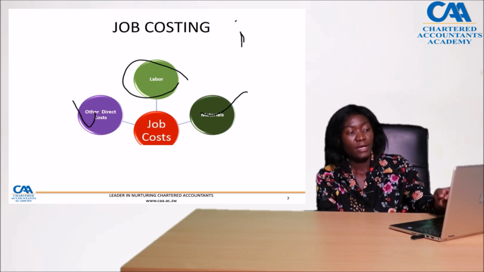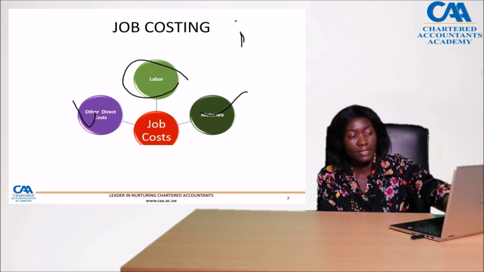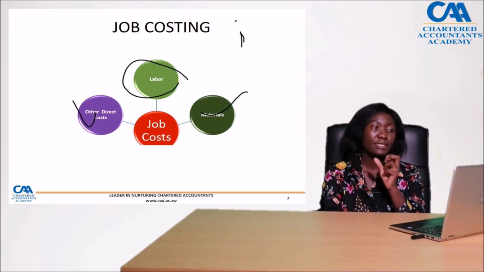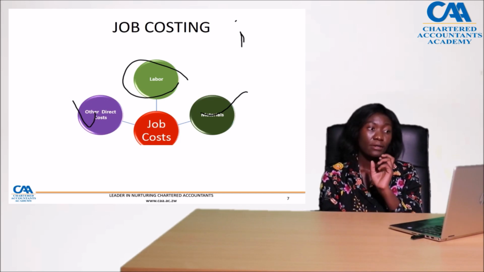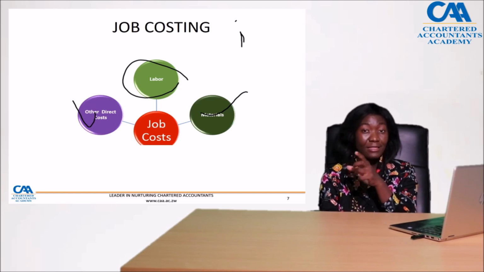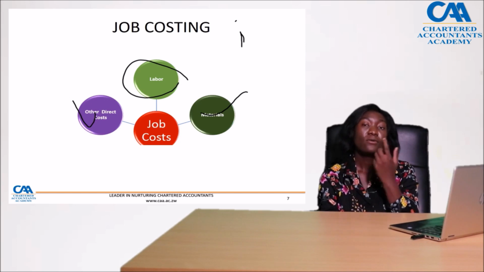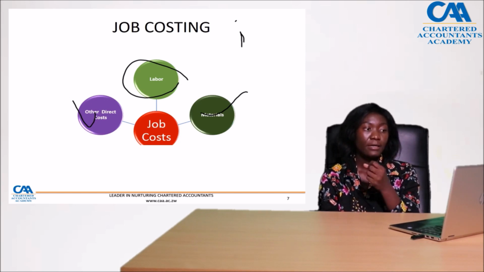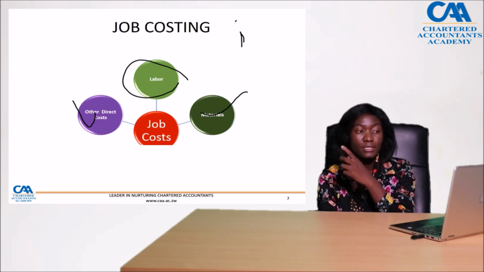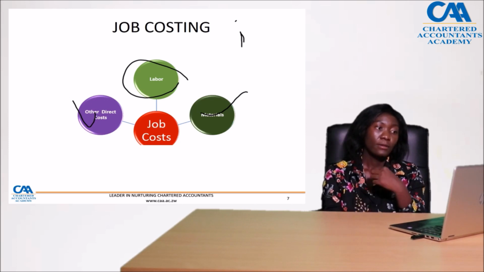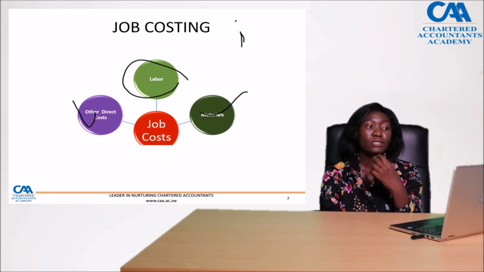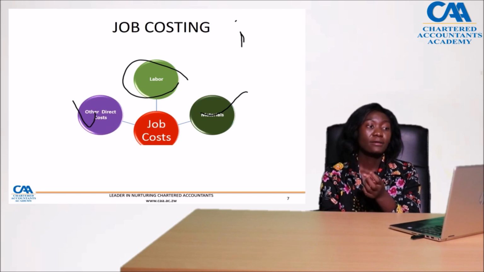So for me to have a job, I'm supposed to have some sort of labor, I need to have materials, I need to have other direct costs. So job costing is defined as a method of recording the costs of a job rather than the process. With job costing systems, the manager needs to keep track of the cost of each job rather than the process, which means we are maintaining data which is more relevant to the operations of the business.